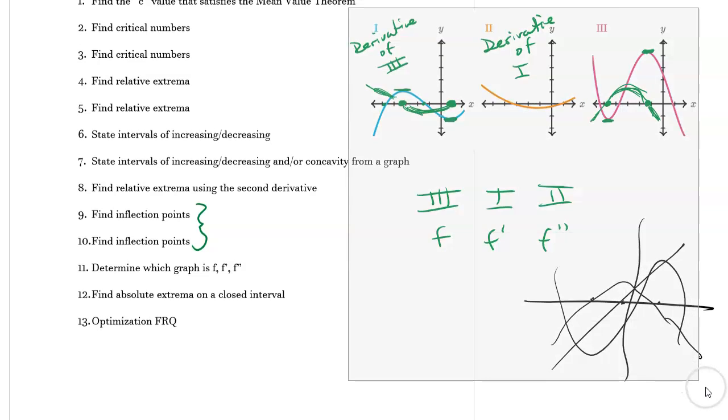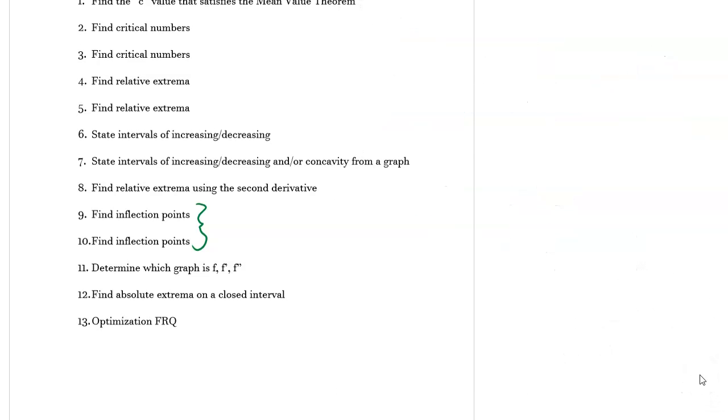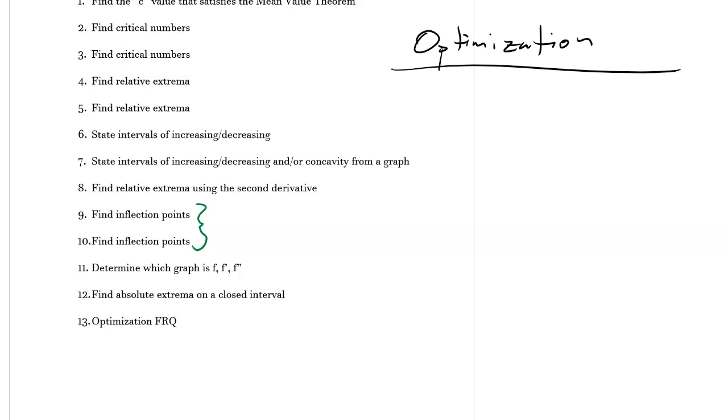Okay, so somebody wanted me to do question 13 really quick. Question 13, the optimization question. You're going to have a primary equation. And the primary equation, it absolutely could be anything. It could be area, volume, distance, or perimeter. It's whatever you're trying to maximize or minimize.